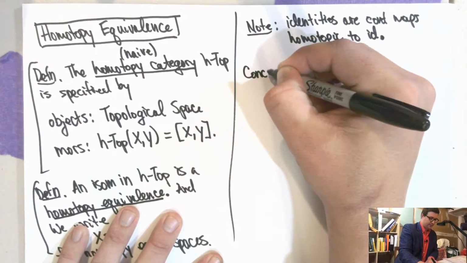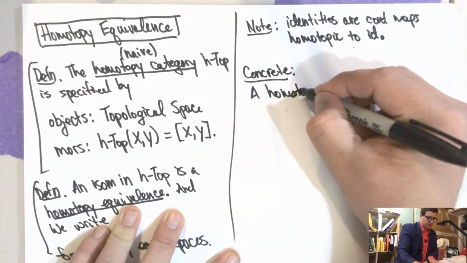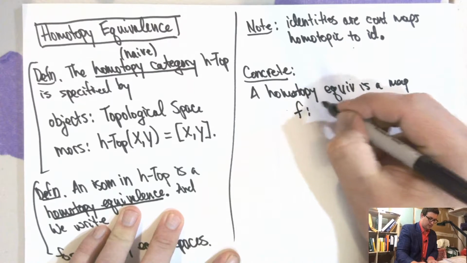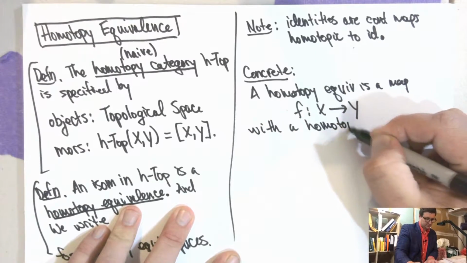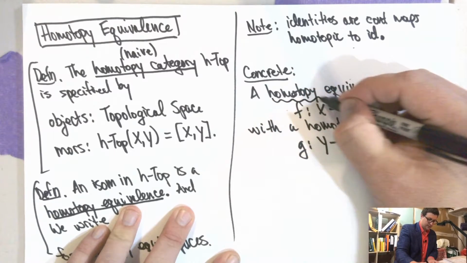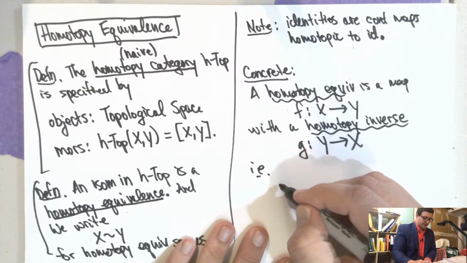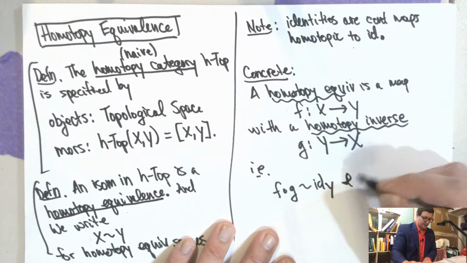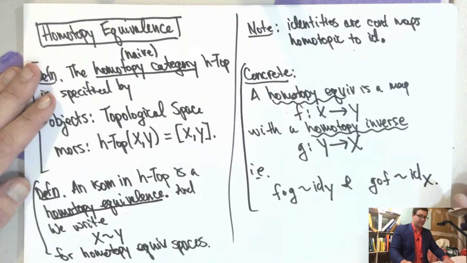So the concrete way that we work with this is that a homotopy equivalence is a map f from X to Y with a homotopy inverse g from Y to X. And so what does this mean? It means two things. F composed with G is homotopic to the identity on Y, and G composed with F is homotopic to the identity on X. Okay, so we have these two descriptions. So that's what a homotopy equivalence is.